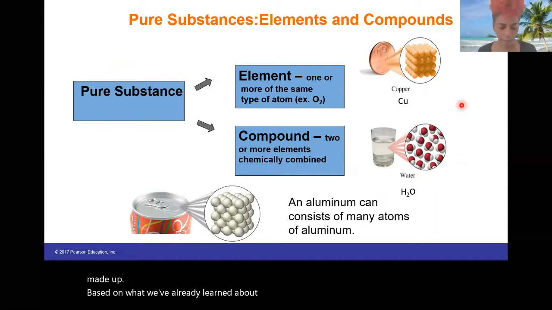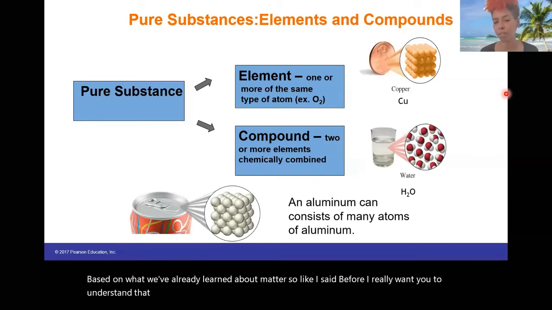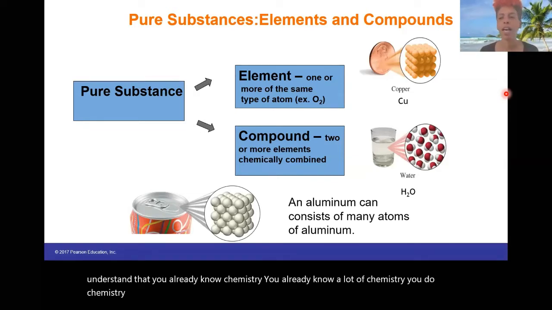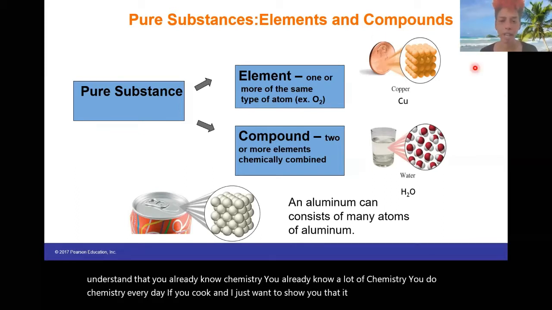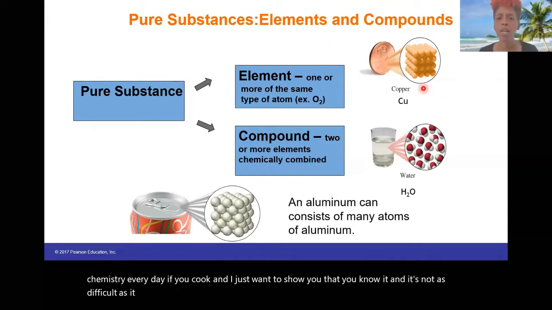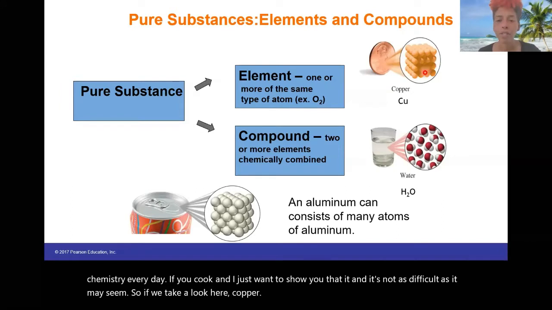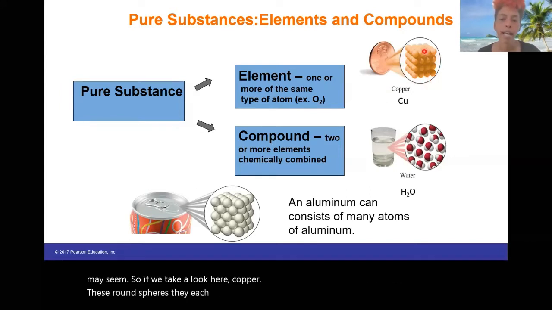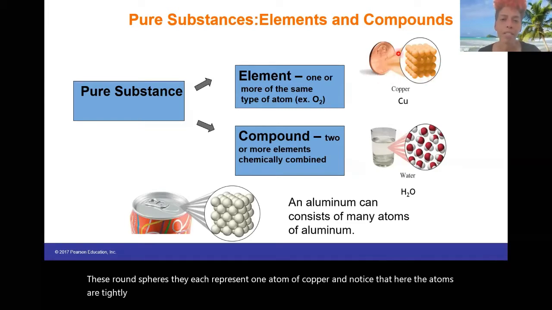So like I said before, I really want you to understand that you already know chemistry. You already know a lot of chemistry. You do chemistry every day if you cook. And I just want to show you that you know it, and it's not as difficult as it may seem. So if we take a look here, copper, these round spheres, they each represent one atom of copper. And notice that here, the atoms are tightly packed together because this penny is actually a solid, right?